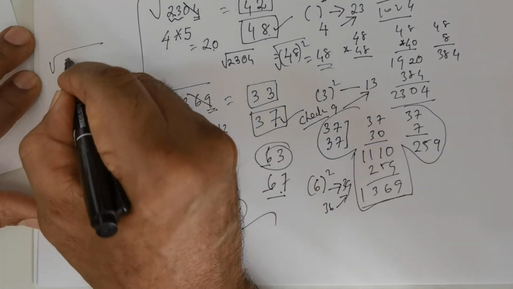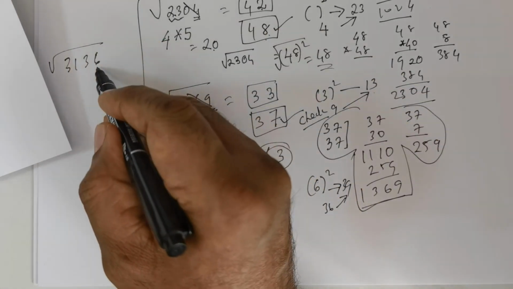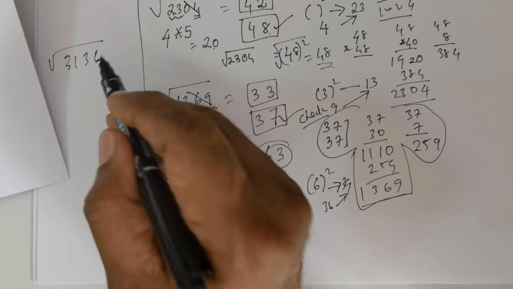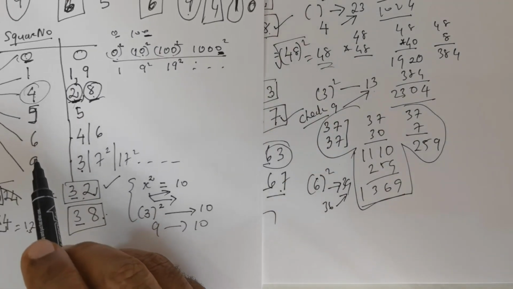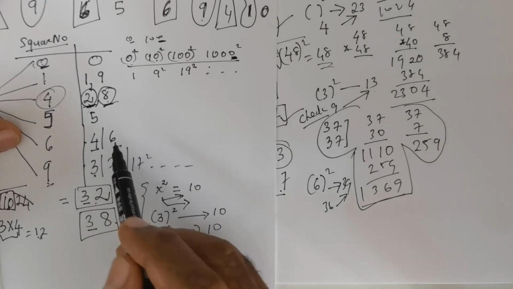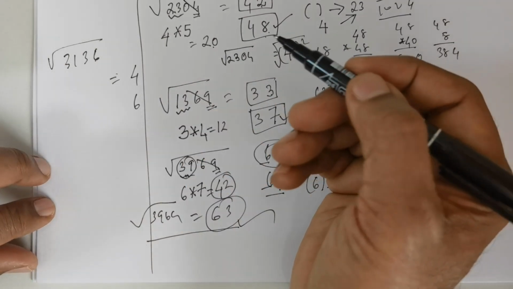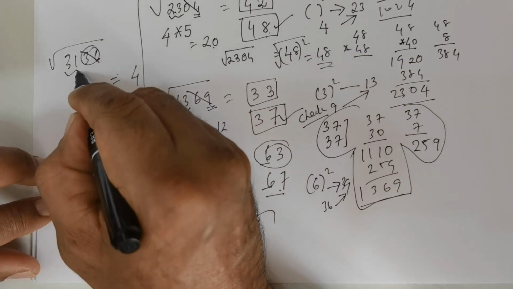Say the root of, say, 3136. So when exactly would a 6 be produced? Go back to the table that I've given you. Now 6 is produced when you square 4 or when you square 6. So the unit place will have a 4 or a 6, but I don't know which it is. So cancel this off.